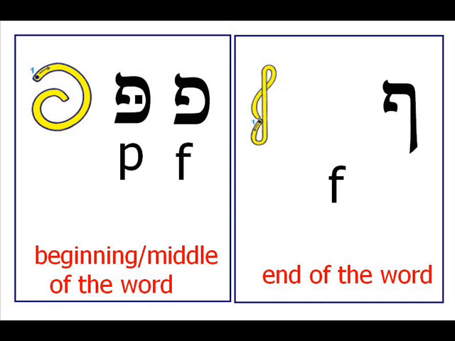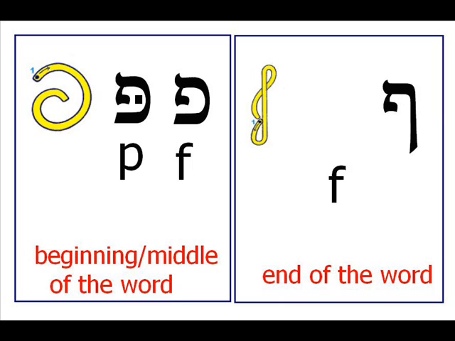The next letter is the fay. The fay also has a form at the beginning and the middle of the word, and if the point is present, we will pronounce it like p, and if it is absent, we will pronounce it like f. But if we are at the end of the word, it will always be pronounced like f.